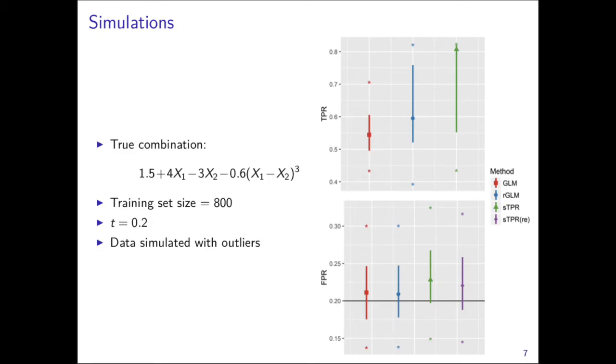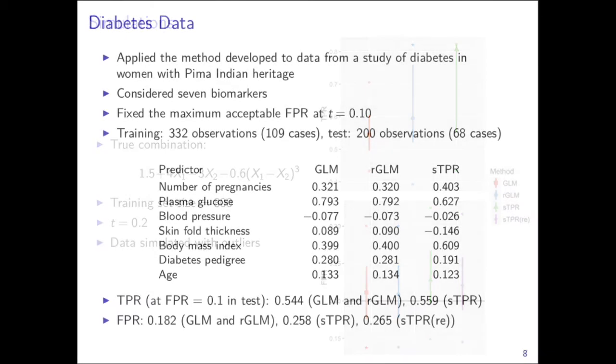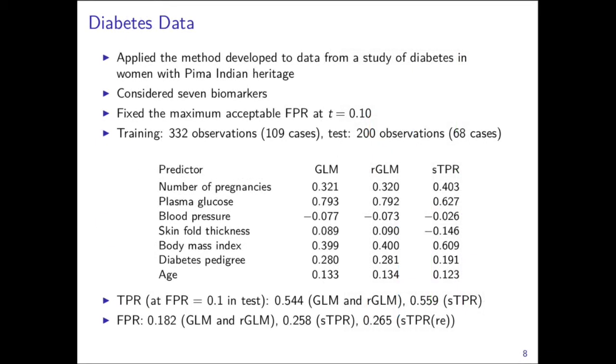Very cool. All right. Okay, so then I just want to show a little example just to demonstrate that this is feasible in actual data. So this is just an application of our method to a study of diabetes in women with Pima Indian heritage, and this is just a data set that's available in R. So we looked at 7 biomarkers. We considered a maximum acceptable false positive rate of 10%. We split the data into training and test. So the training data had 332 observations with 109 diabetes cases. Test data had 200 observations with 68 diabetes cases.